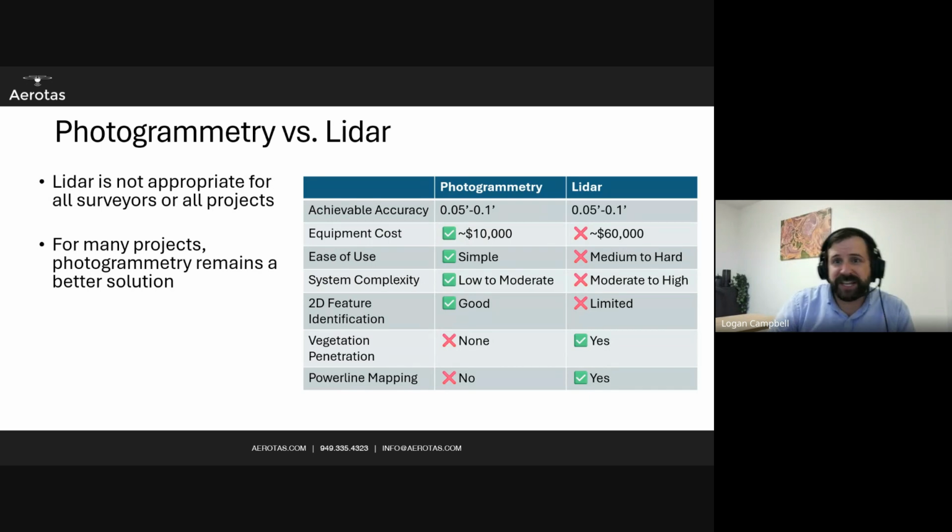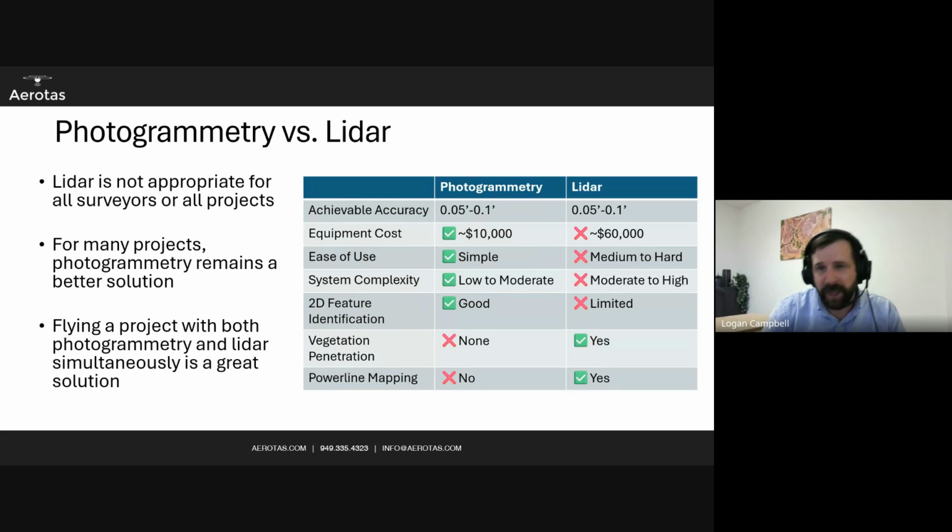If there is no vegetation and no power lines, photogrammetry is a better solution. It is cheaper, faster, easier processing. But for a lot of projects, flying with both photogrammetry and LiDAR simultaneously is a great solution. And we actually strongly recommend this. If you have a LiDAR drone, you should be collecting photogrammetry and LiDAR at the same time.